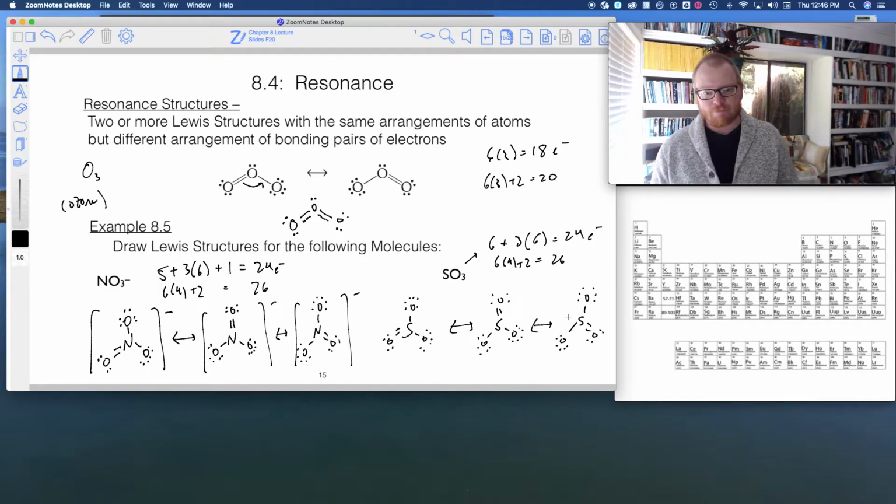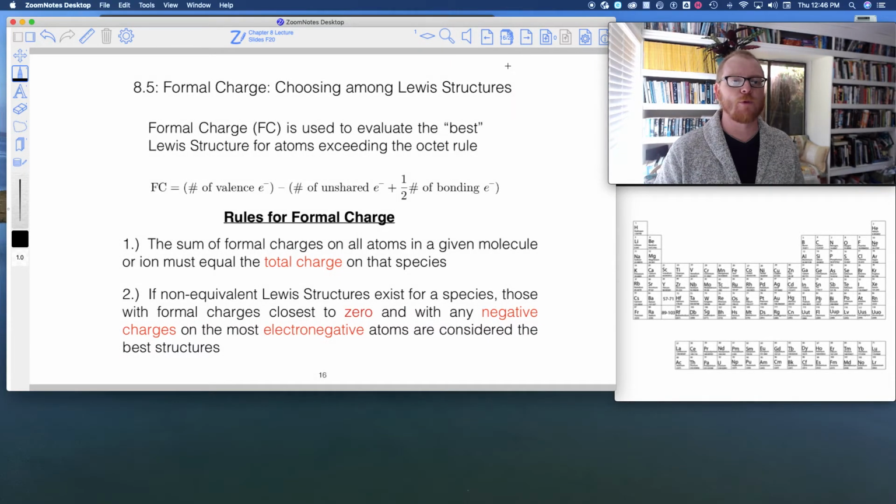Often it can be pretty tricky deciding if something is going to have a resonance structure. First, follow the rules: do the valence electrons, then do Clark's rule. If you arrive at a situation where you need one double bond, but you have, let's say, two or three places where you could put it, that means you're going to have a resonance structure. Okay, great. So moving on.